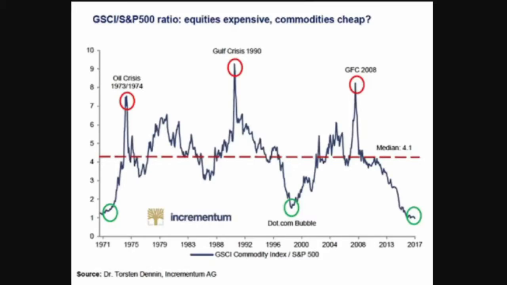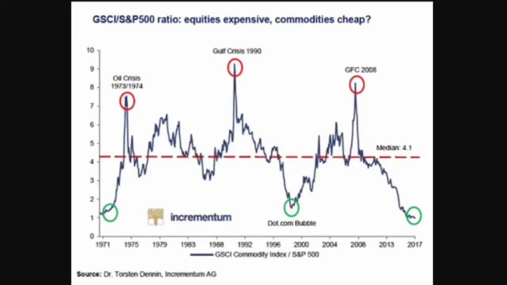We're looking at the Goldman Sachs Commodity Index S&P 500 ratio, and it shows the relationship between equities and commodities. And as you can see by the chart, it really doesn't matter whether equities are expensive or commodities are cheap or vice versa. What matters is at each extreme, it seems to be a prelude to a problem.